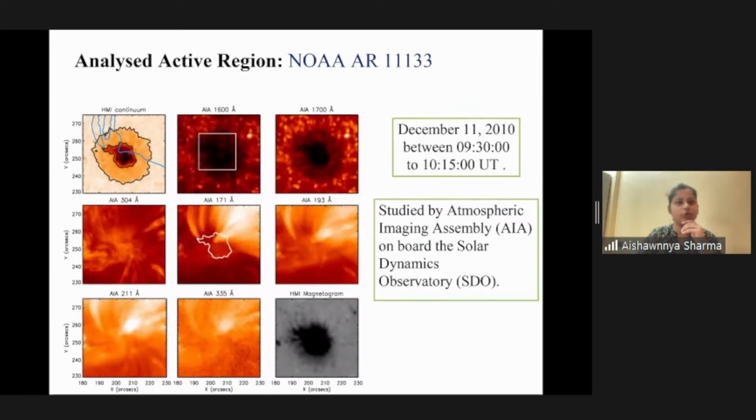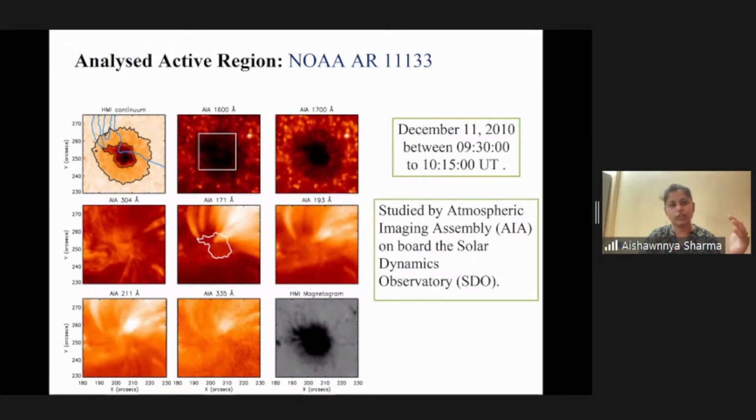Okay, so this is our analyzed active region. This whole study is done with the Atmospheric Imaging Assembly on board the Solar Dynamics Observatory. So AIA is an instrument, a payload on the spacecraft Solar Dynamics Observatory. The whole sunspot analyzed region I'm showing here in different wavelengths. Again, different wavelengths mean different temperatures or different layers of the solar atmosphere.